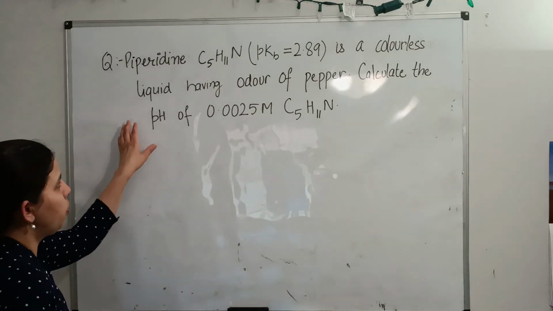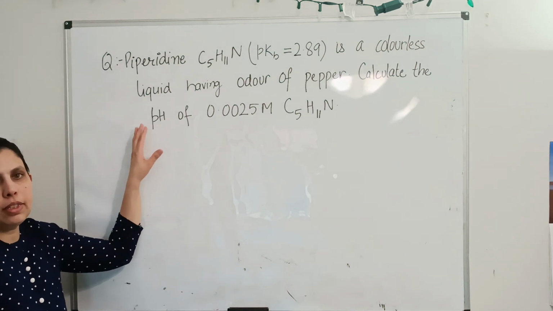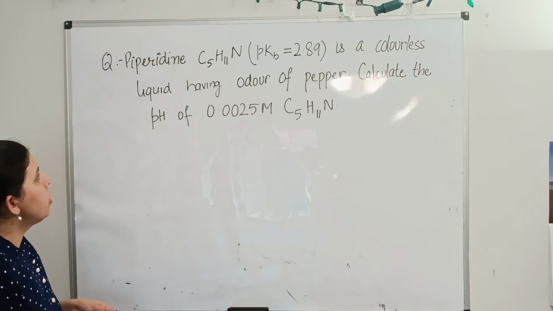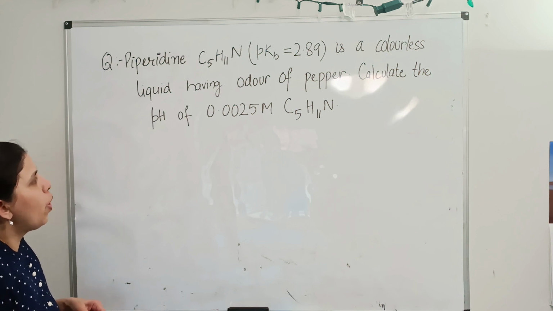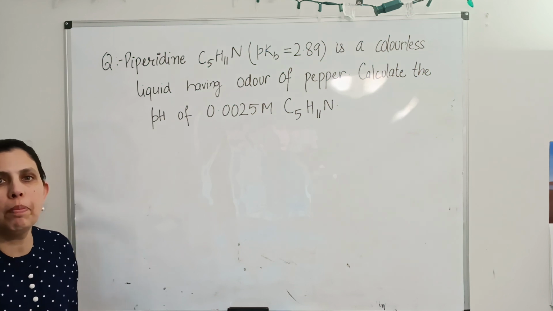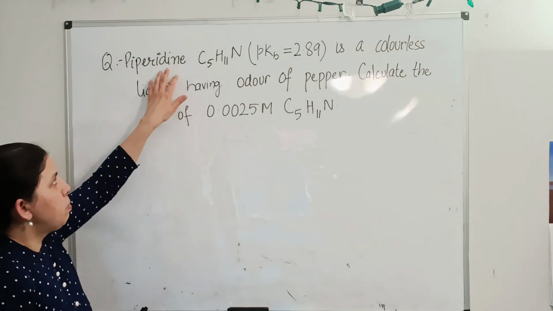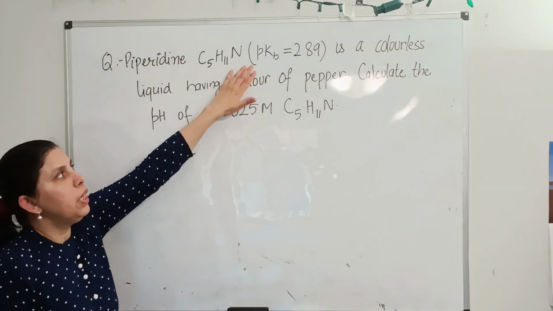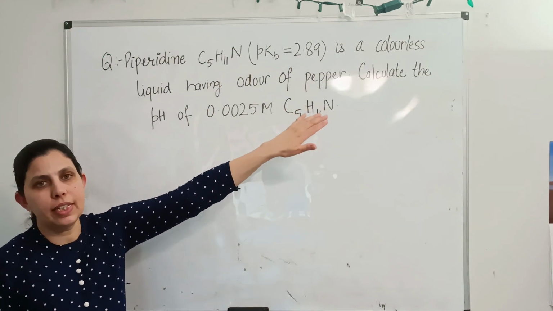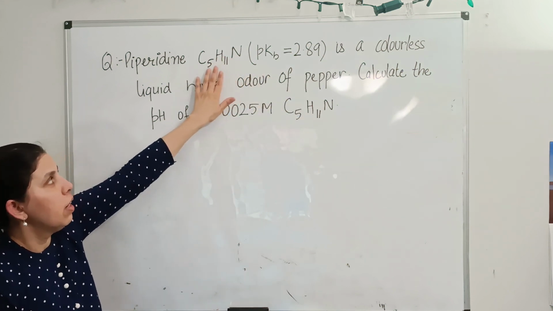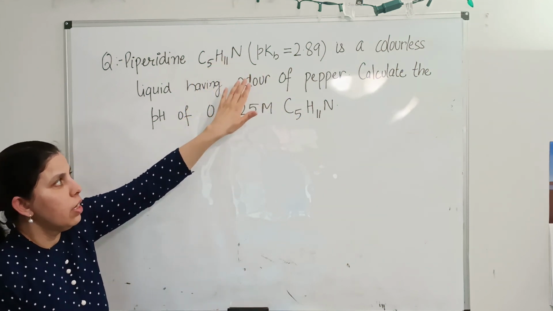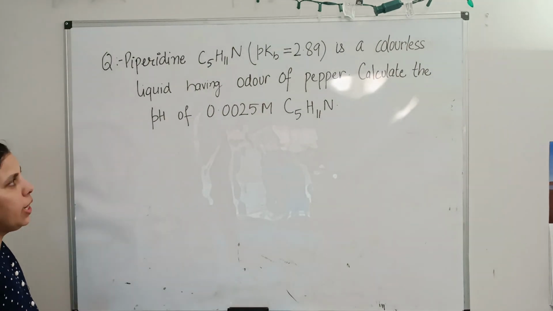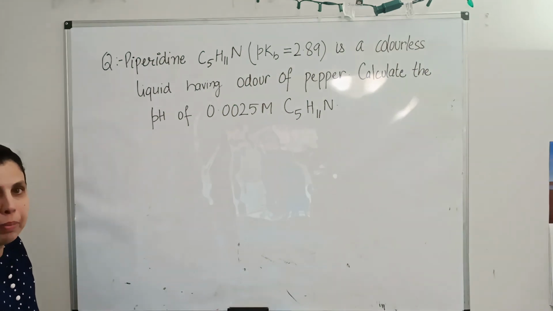So we are going to solve this question related to acid-base equilibria. In this question, they've asked us to calculate the pH of a 0.0025 molar piperidine solution. What is piperidine? Piperidine is a colorless liquid having odor of pepper. Its pKb value is given, so it's acting as a base. It's a nitrogenous base, C5H11N. So we are supposed to calculate the pH of this solution of piperidine.